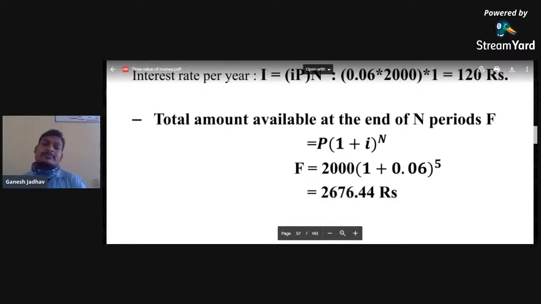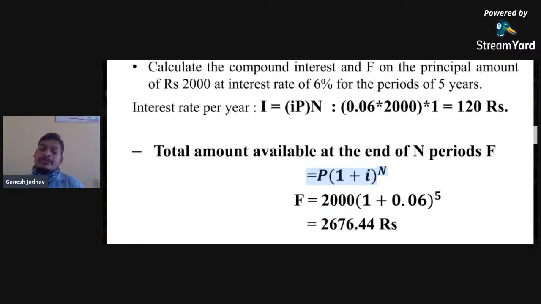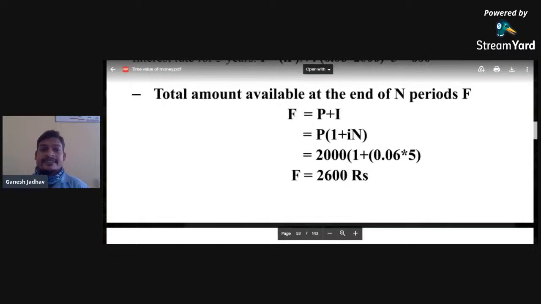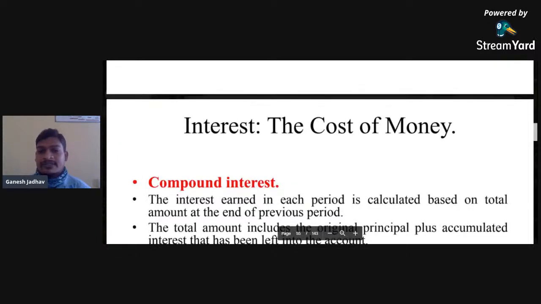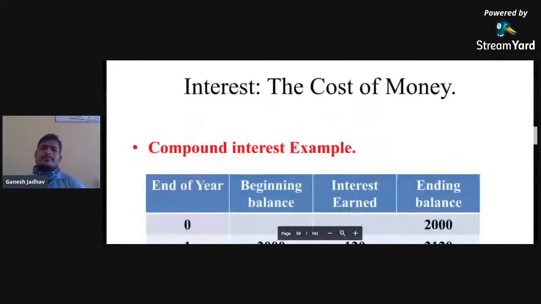Okay, so this is a simple example, and you can use this formula to calculate the compound interest: F is equal to P(1 plus I) to the power n. And for simple interest, the formula is I is equal to I into P into N, where small I is your interest rate, P is your principal amount, and N is your number of periods. So these are the two types: simple interest and compound interest.